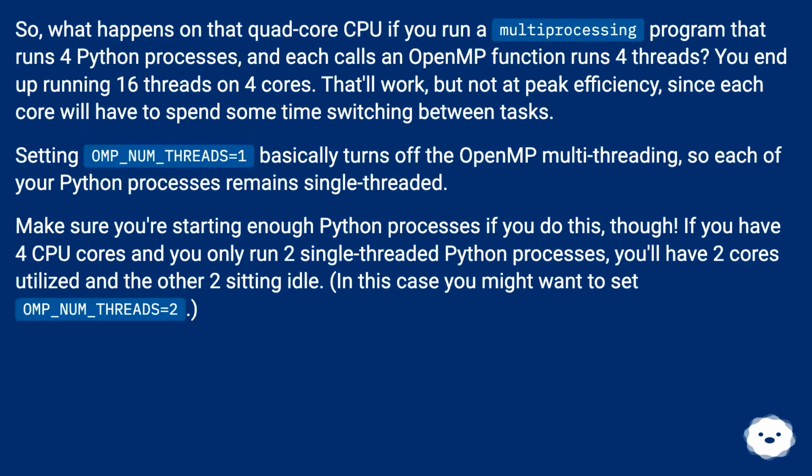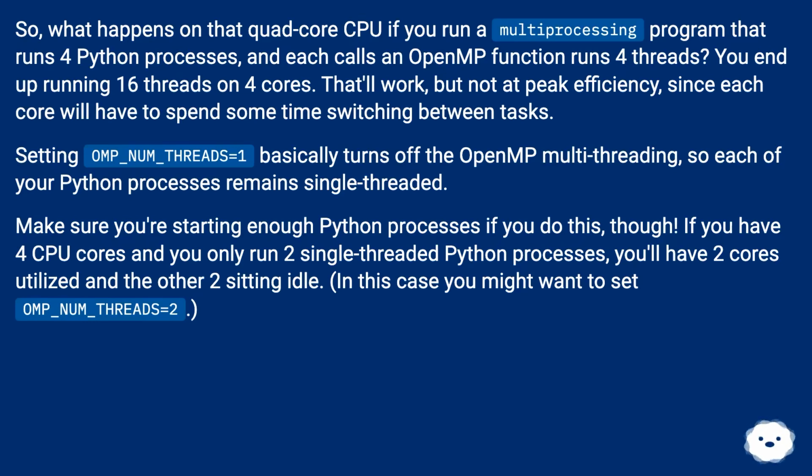So, what happens on that quad-core CPU if you run a multiprocessing program that runs 4 Python processes, and each calls an OpenMP function that runs 4 threads? You end up running 16 threads on 4 cores. That'll work, but not at peak efficiency, since each core will have to spend some time switching between tasks. Setting OMP_NUM_THREADS=1 basically turns off the OpenMP multi-threading, so each of your Python processes remains single-threaded.